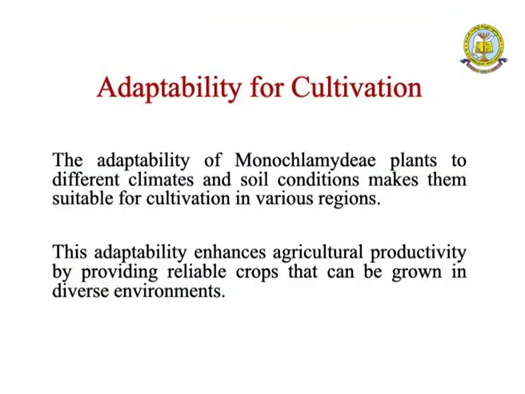Next is adaptability of cultivation. The adaptability of Monochlamydeae plants to different climates and soil conditions makes them suitable for cultivation in various regions. This adaptability enhances agricultural productivity by providing reliable crops that can be grown in diverse environments. These plants are used in agricultural, medicinal and cosmetic industries, and also in ecosystem services.